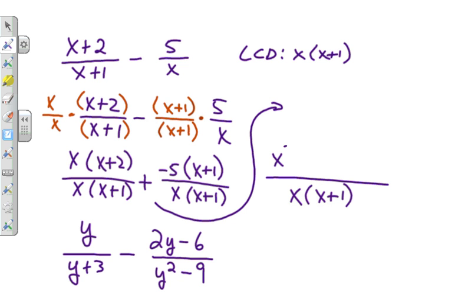So x squared plus 2x. And then here we go, right? Minus 5x minus 5. Right?